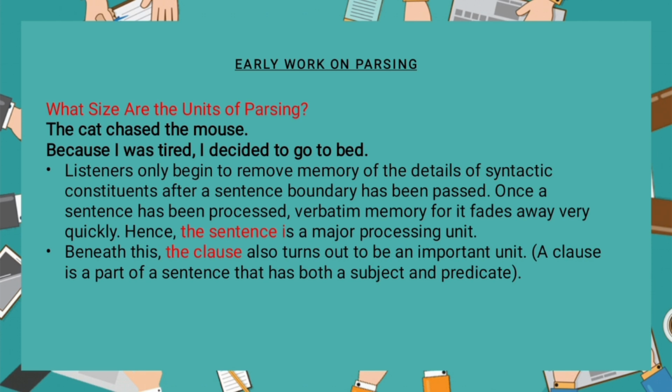Next is the clause. It is a smaller unit within a sentence. It also contains a subject and a predicate, but it can be a part of a larger sentence. For example, "because I was tired" is a clause within the sentence "Because I was tired, I decided to go to bed."